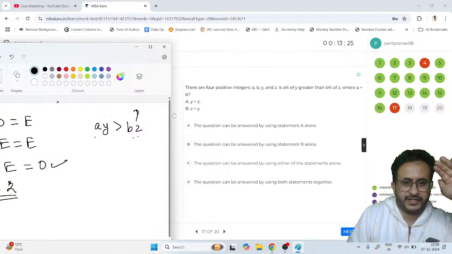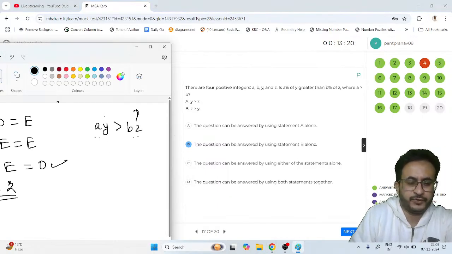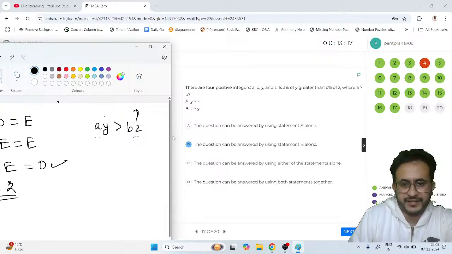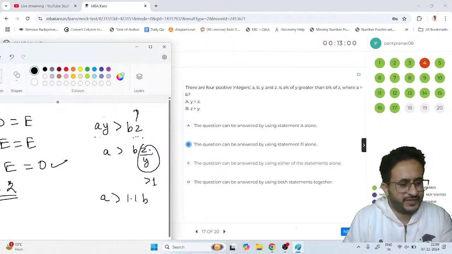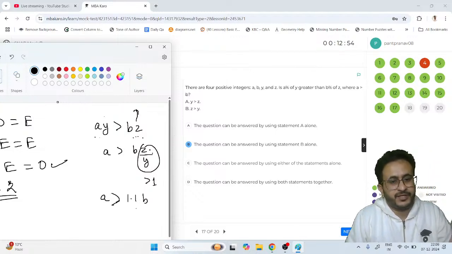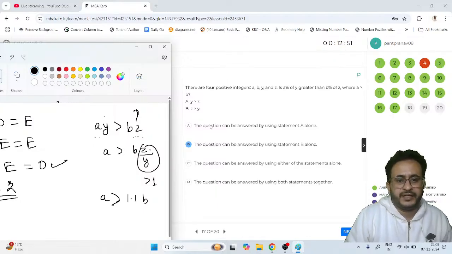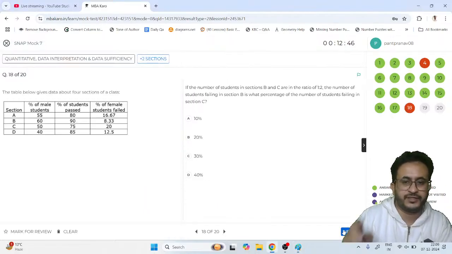Now if you understand it logically, great. Let me explain to you in brief, since we have some time. So z is greater than y. If you take z is greater than y and bring it this side, a is greater than b upon z upon y. This will be something greater than 1. So let us say a is greater than 1.1b, just taking 1.1 as an example. Then definitely a should be greater than b, because a is greater than 1.1b, which is bigger than b. So we can answer using this statement alone.